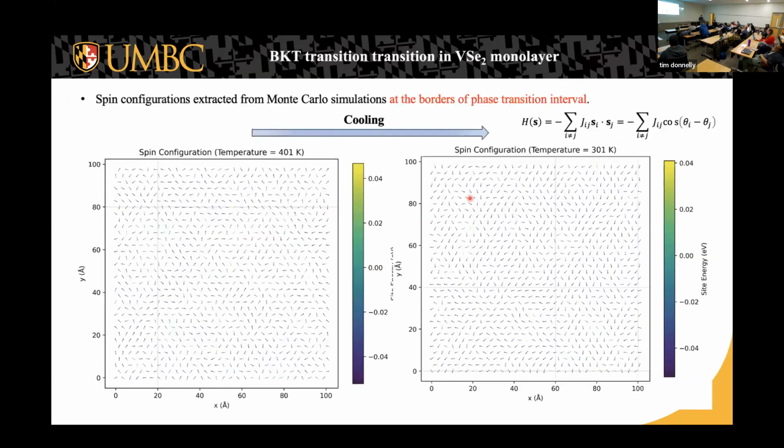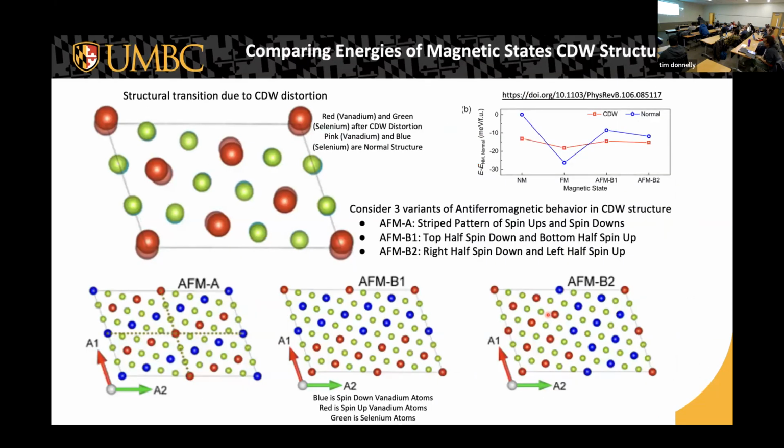So this is a nice plus in our advantage as well. So this is a random distribution of spin orderings at 400 Kelvin. But when you reduce it to 300 Kelvin, you start seeing islands of well-aligned spin directions in the planar vanadium diselenide phase. And afterwards, we started looking at the charge density wave structure.